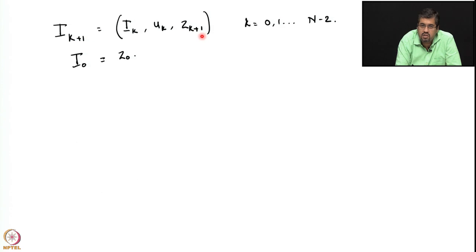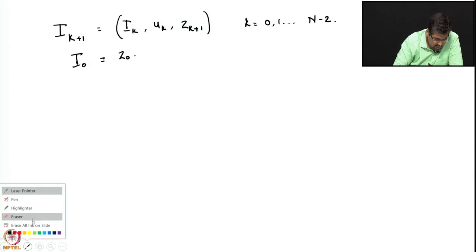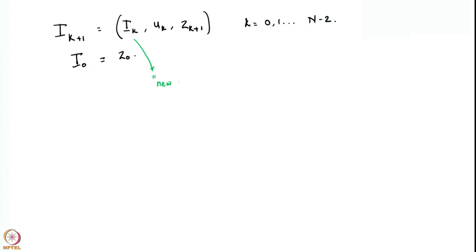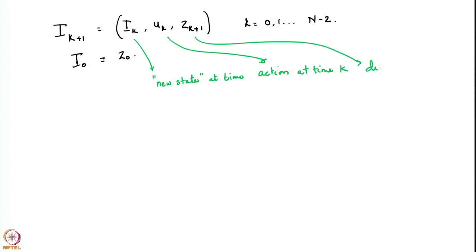So what this equation is saying in this analogy is that the state at time k+1 is given as a function of the state at time k, the action you chose at time k, and an external disturbance z_{k+1}, where the action you choose at time k can be chosen as a function of the state. Okay, so let me write this down for you. We can think of this as our new state at time k. This is still the action at time k, and z_{k+1} is the disturbance.